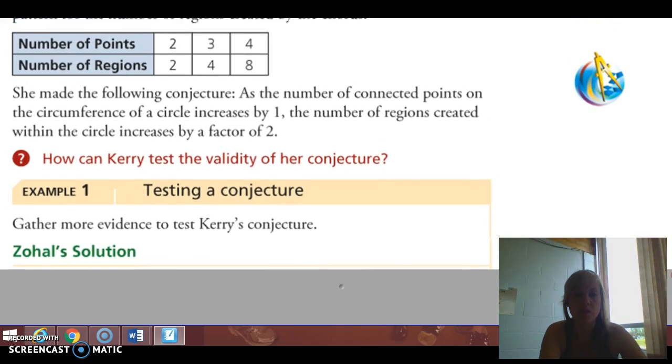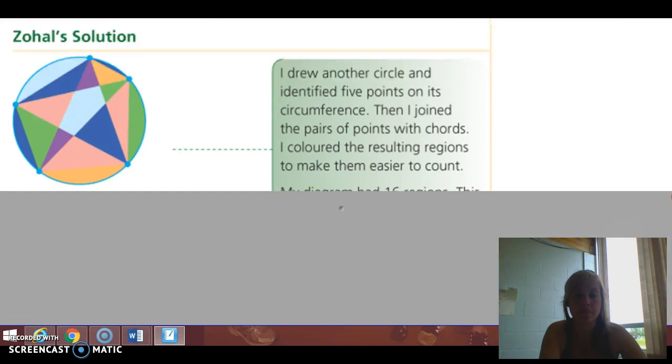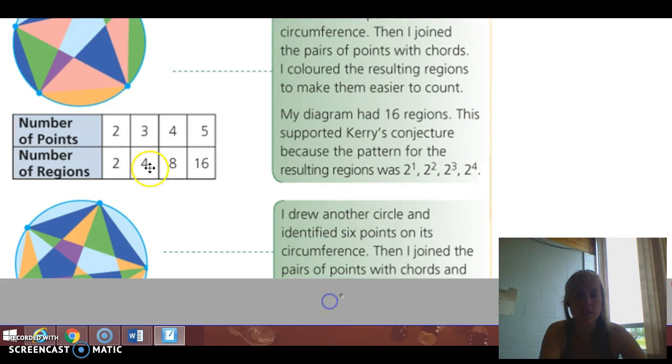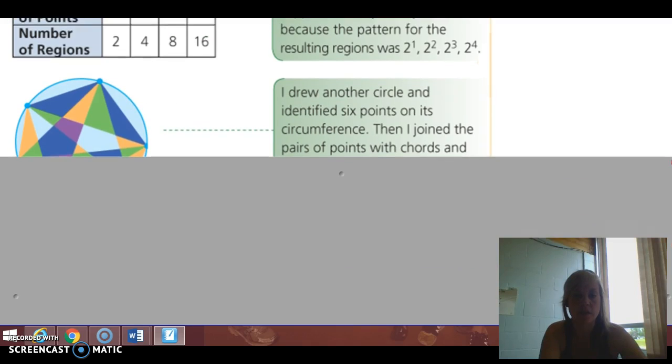So if we were to extend this table, and we did 5 points, we find that there's 16 regions. So that works also, because it's going 2, 3, 4, 5, and 2, 4, 8, 16. So our next one of 6 points should be 32, because 2 times 2 is 4, 4 times 2 is 8, 8 times 2 is 16, and 16 times 2 is 32.